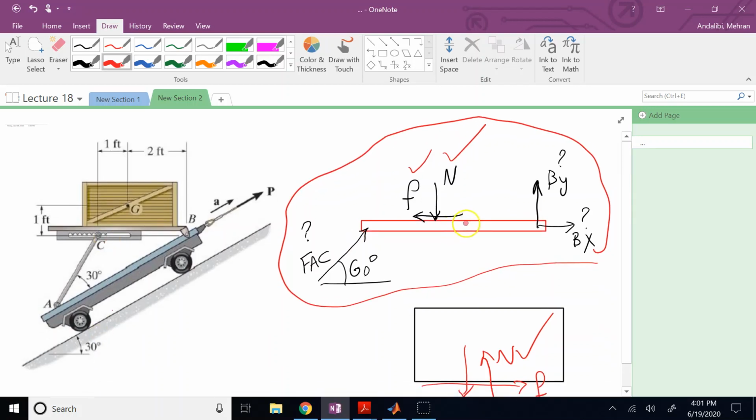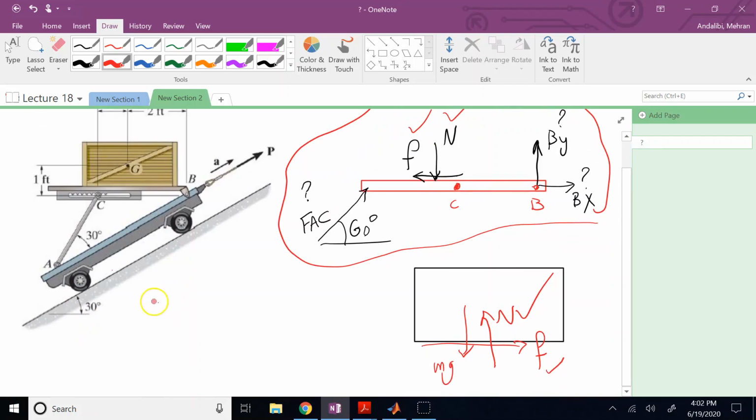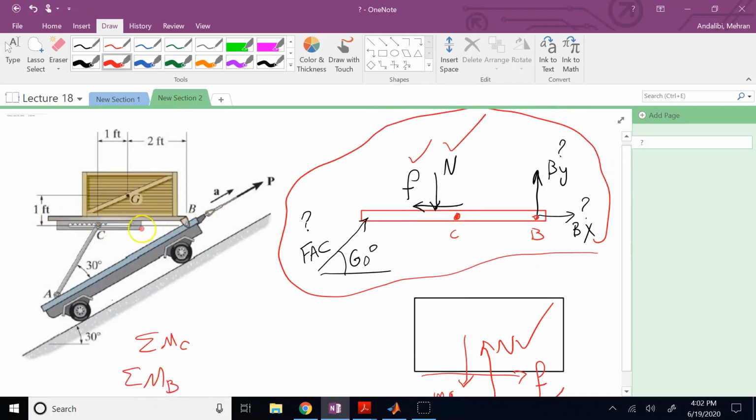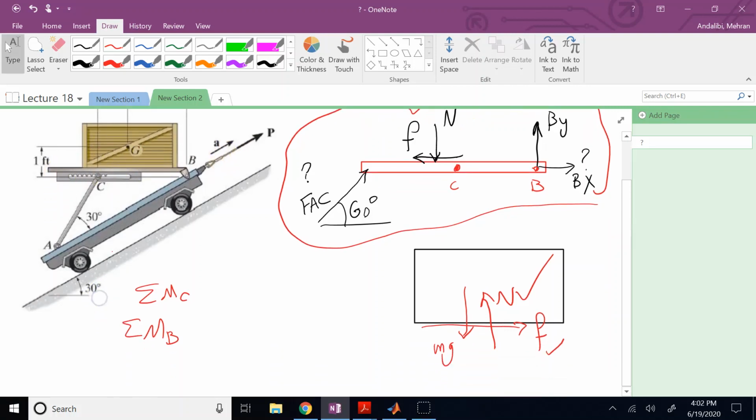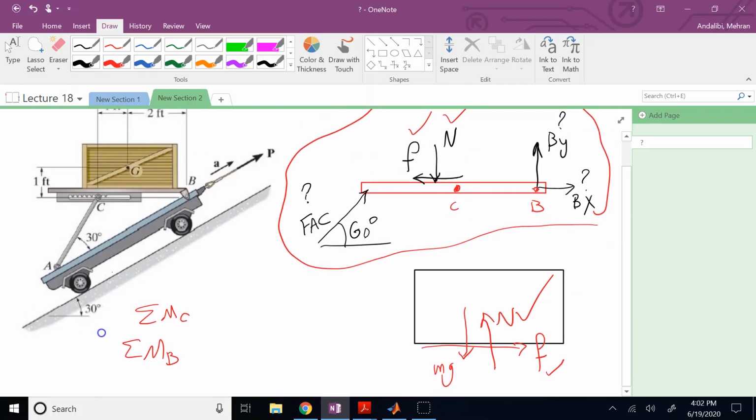So let's say this is the centroid here. I call it C, and this is point B. Now, which point is easier to take the sum of the moments of the forces about, C or B in this case? Clearly, you see on this member, there is no fixed point, right? There is absolutely no fixed point on this whole object. All of the points are moving, and all of the points have this acceleration A. So clearly, none of them is accelerating toward or away from the centroid.